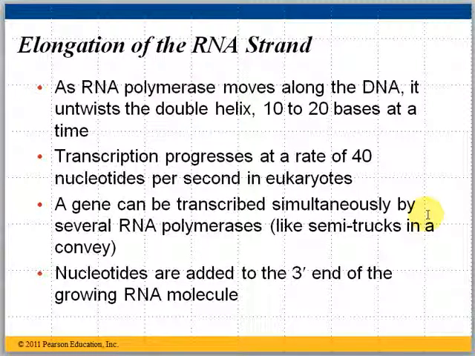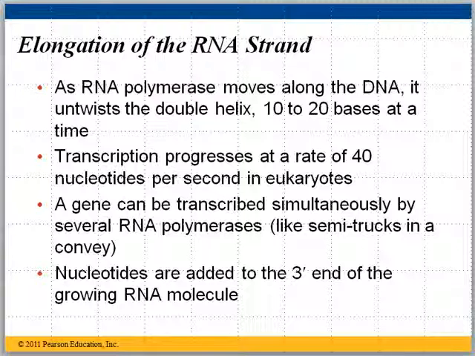After initiation, we can move into what we call elongation of the RNA strand. As the RNA polymerase slowly moves down the DNA, it untwists that double helix, 10 to 20 bases at a time, and as it passes by, the double helix twists back together again. The transcription progresses at a rate of about 40 nucleotides per second in eukaryotes. And a gene can be transcribed simultaneously by several RNA polymerases.